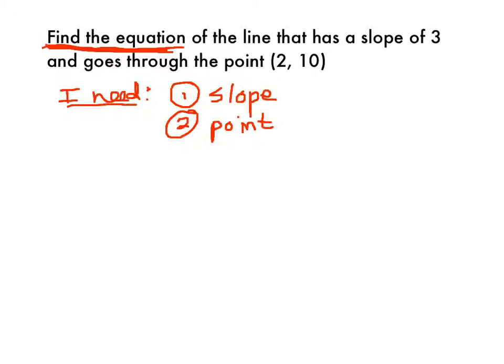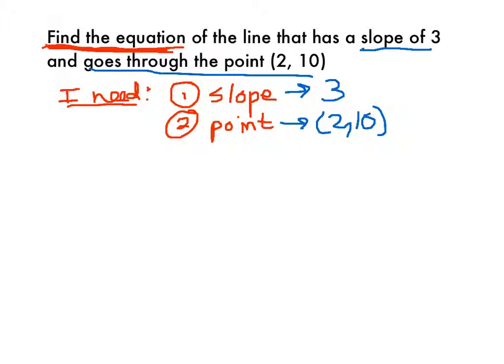So the slope between these, or any 2 points on this line, are we given that information? And the answer is yes. The slope of this line is 3. So good. And do we have a point that's on this line? Yes, we do. The point is (2, 10).